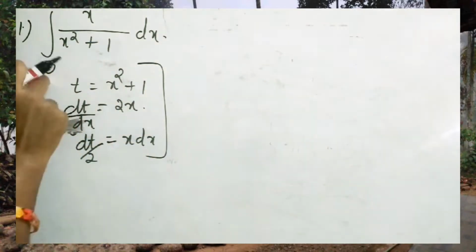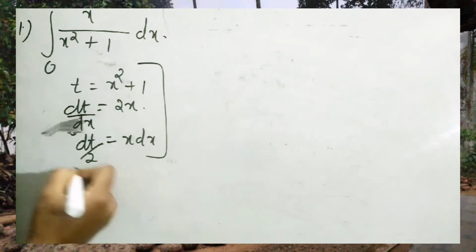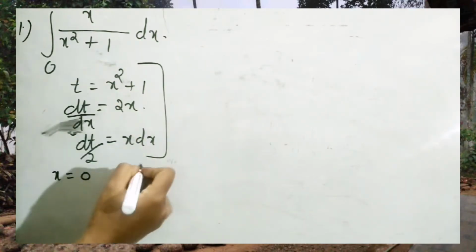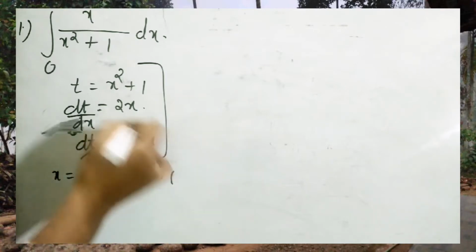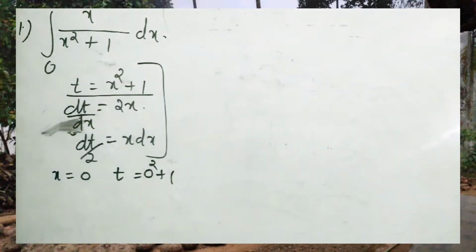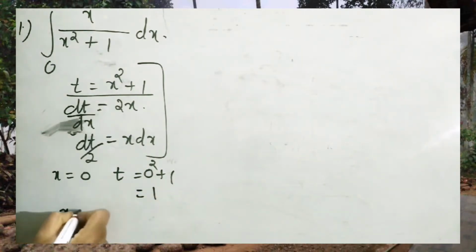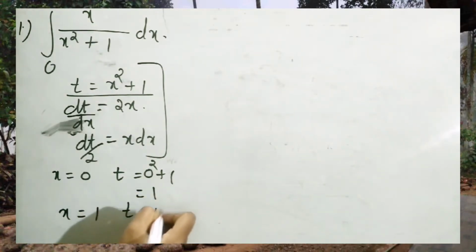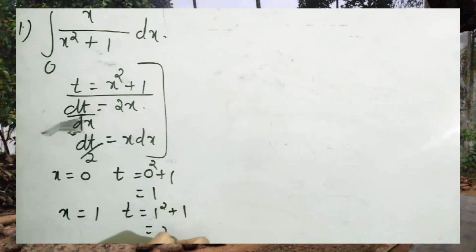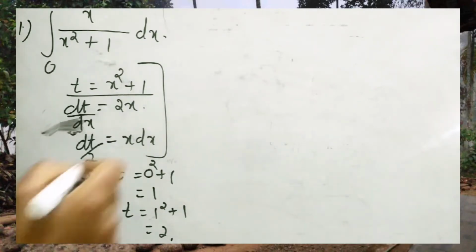For that, first x is equal to 0. If x is equal to 0, the value of t is 0 square plus 1. Just put x is equal to 0 in that substitution, then we will get t is equal to 0 plus 1, that is t is equal to 1. And if x is equal to 1, then t equal to 1 square plus 1, it is equal to 2. So the new interval is 1 to 2.